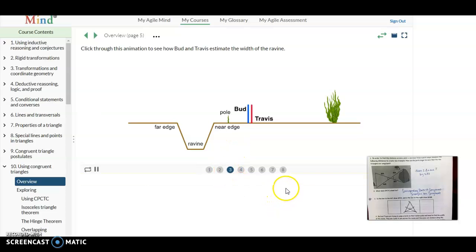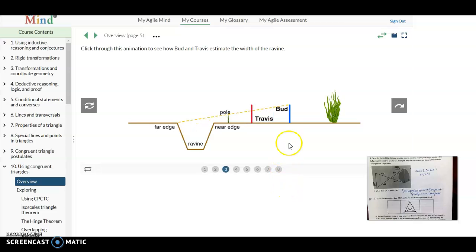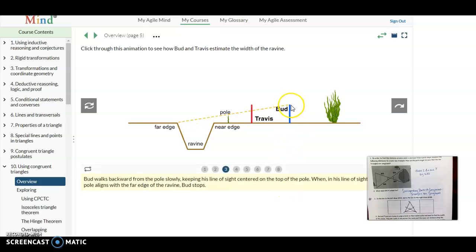So the next thing that Travis does is this is symbolically his eye level here at the top of the stick. He is looking at the top of the pole, and he steps back until that eyesight that hits the top of the pole follows to the far edge of the ravine. So this is his eyesight. It is hitting the top of the pole and the far edge of the ravine.